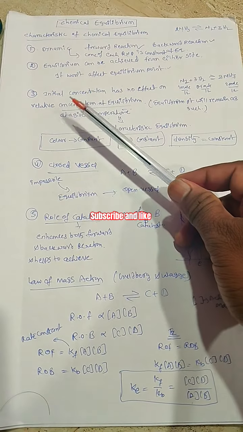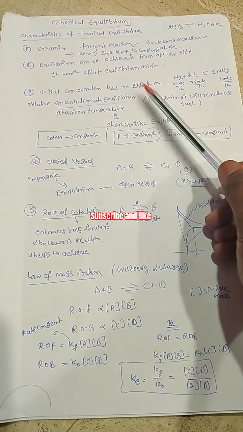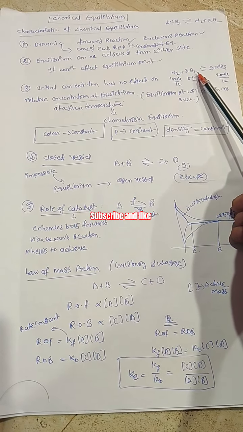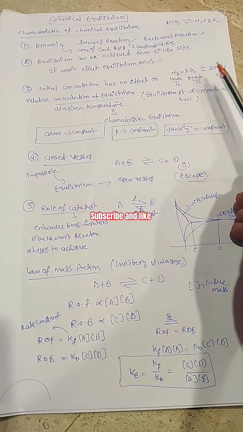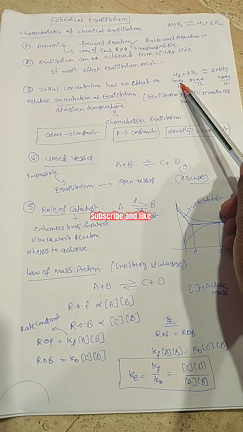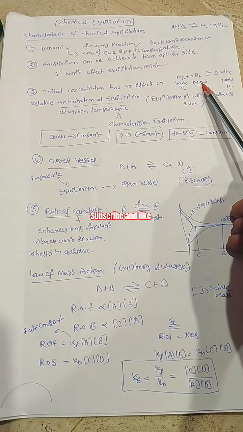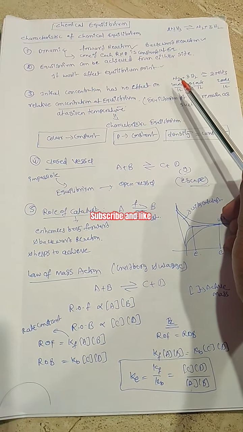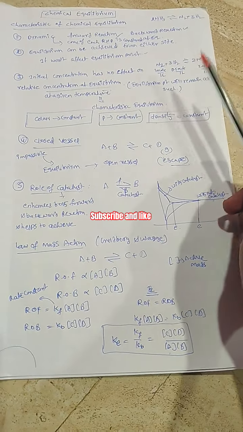For example, the initial concentration has little effect on the relative concentration at equilibrium. If you take 1 mole of nitrogen reacting with 3 moles of hydrogen, that is 0.5 mole, you will form 2 moles of ammonia. If you take, for example, 100 moles of nitrogen, this is 50 moles. The ratio, the relative concentration at equilibrium, won't be affected. The equilibrium point will remain as such.